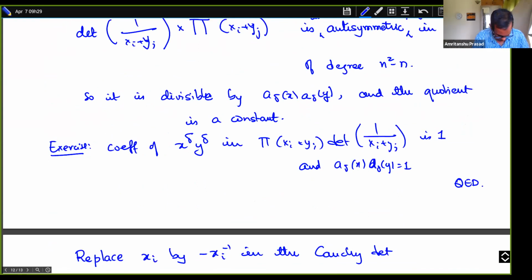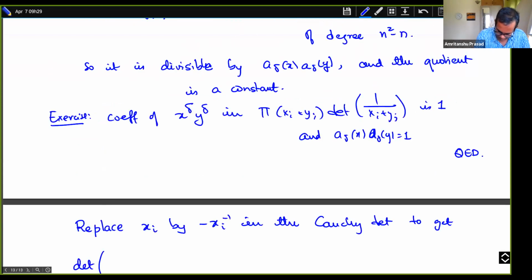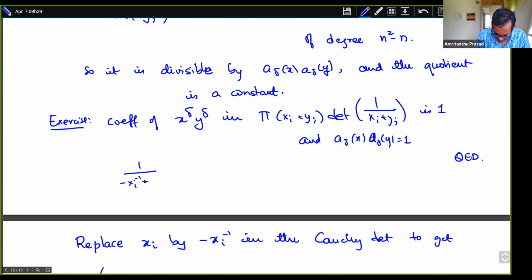So you need to work this out a little carefully, but make sure that the signs and all the things you multiply work out. What you will get is the determinant of, so let me just say this again. You're getting 1 over minus xi inverse plus yj, which is, if I multiply the numerator and denominator by minus xi, I get minus xi over 1 minus xi yj.